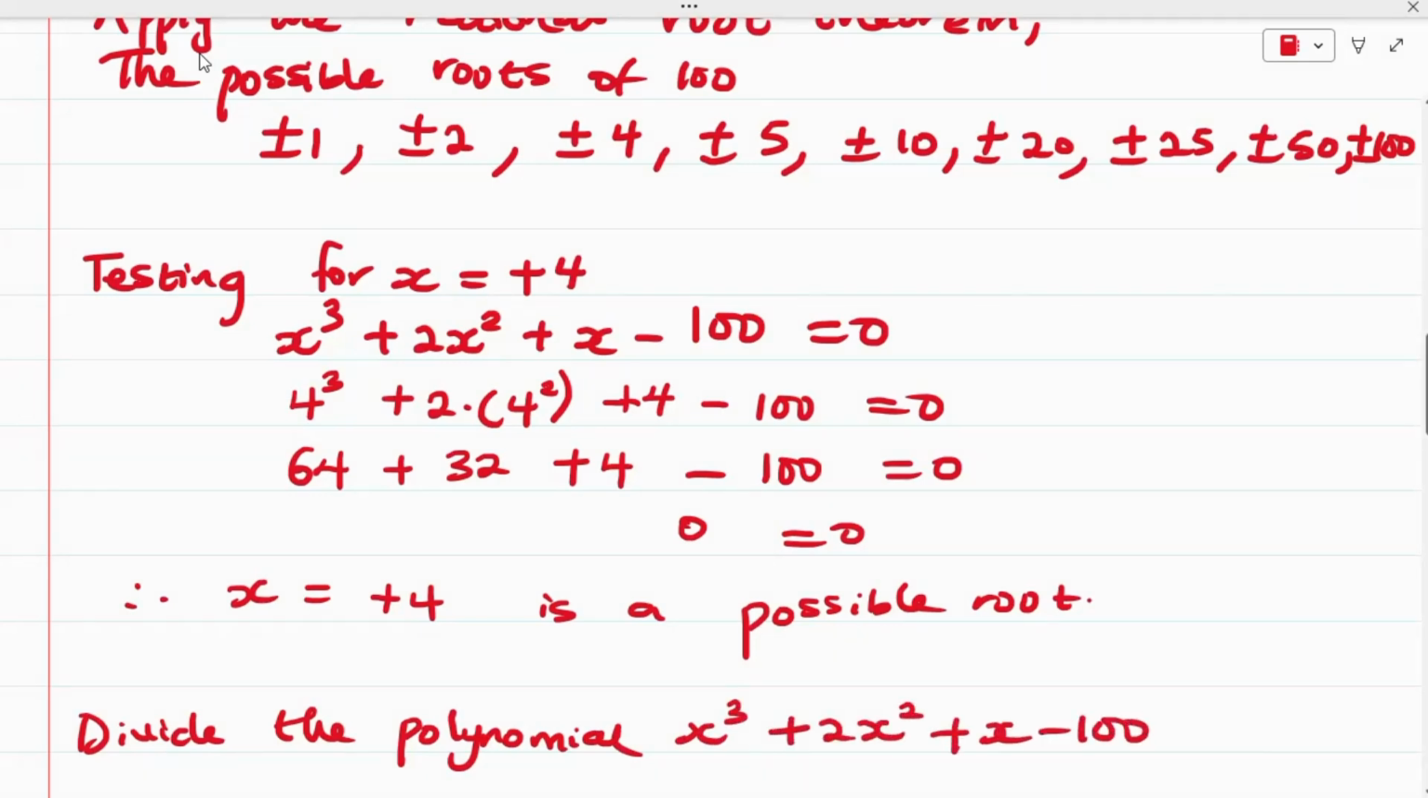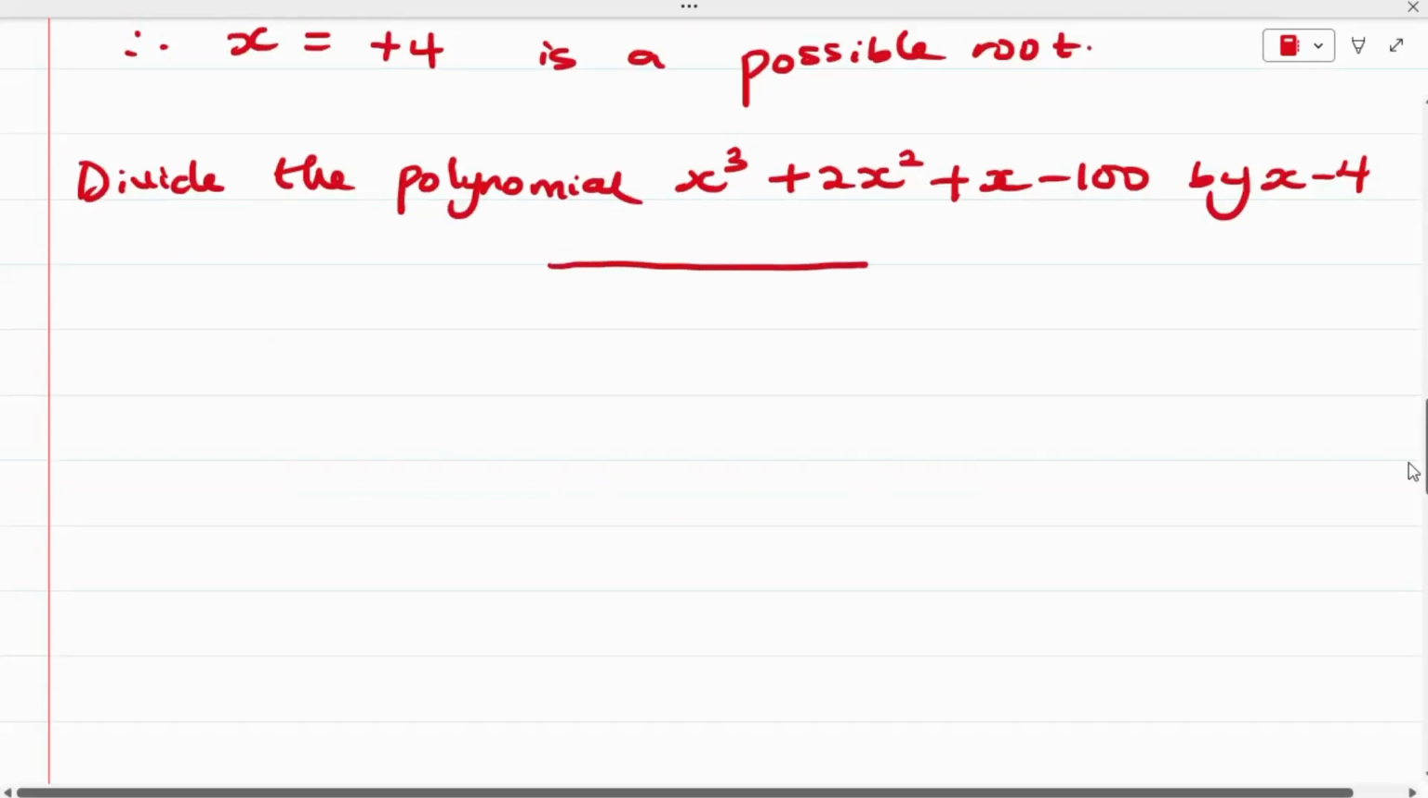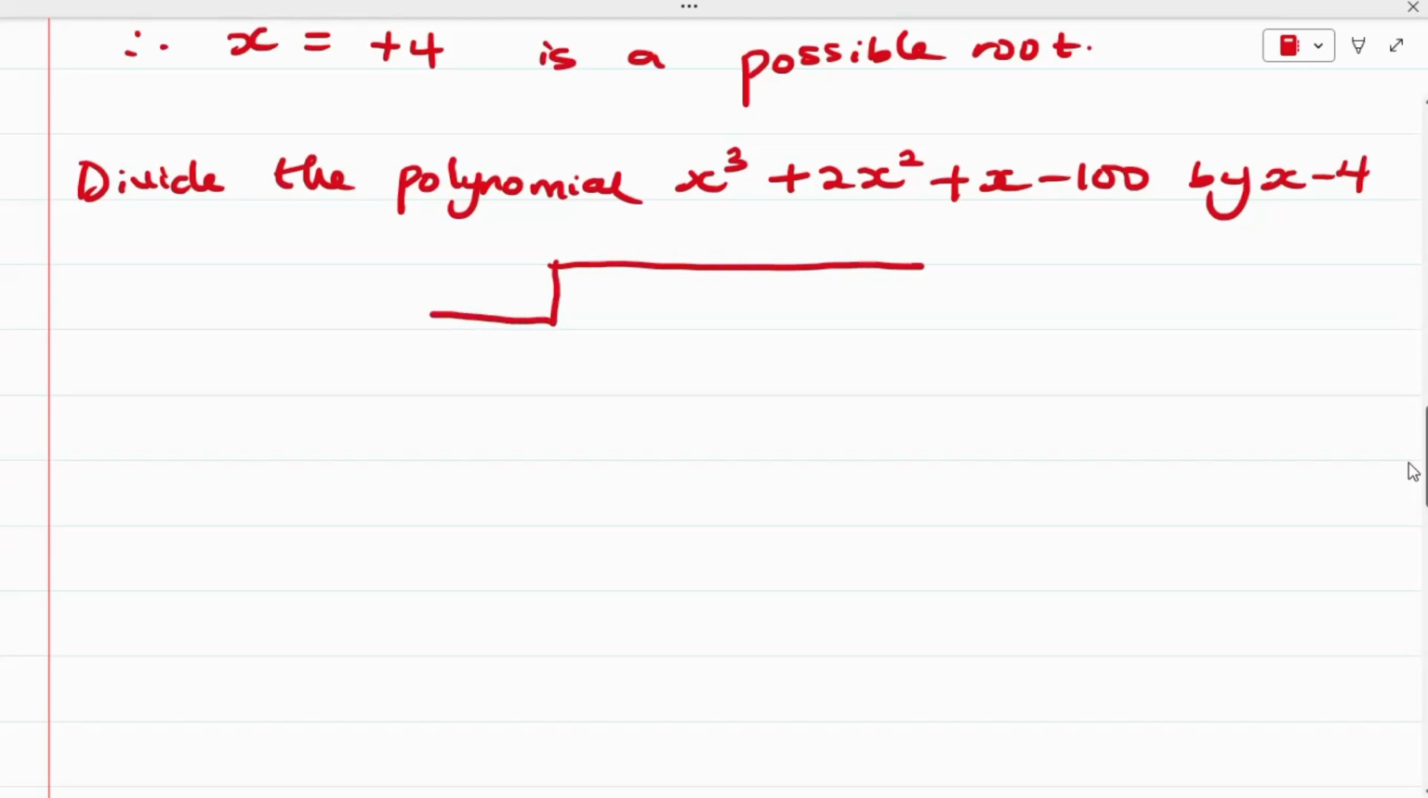We want to simply divide this polynomial by the possible roots, and if we take the plus 4 to the left hand side, this is going to become x minus 4. And we are going to divide this polynomial by making use of the long division method. So applying the long division method, we have x raised to the power of 3 plus 2x squared plus x minus 100, and we are going to divide this by x minus 4.